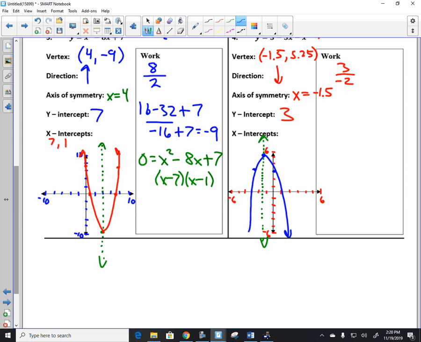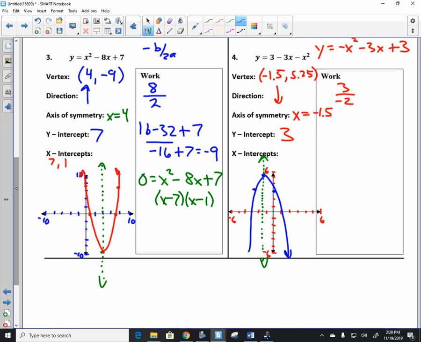We're actually going to find the x-intercepts. Does that equation factor? Negative x squared minus 3x plus 3, it does not factor. If it doesn't factor, I have to use the quadratic formula. X equals negative b plus or minus the square root of b squared minus 4ac all over 2a.